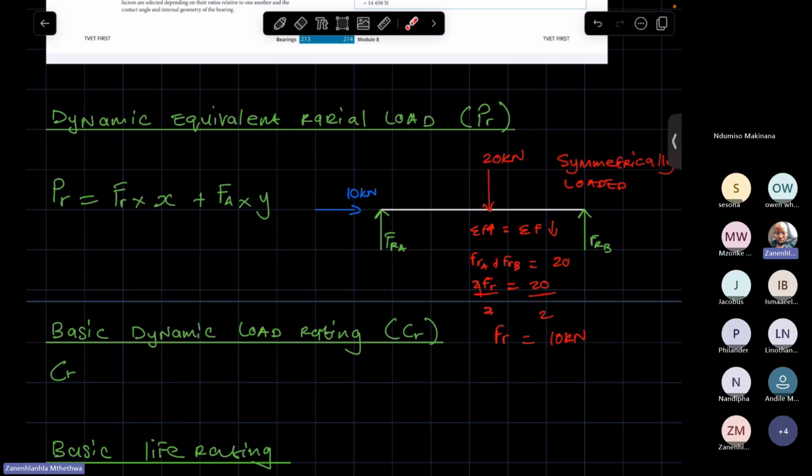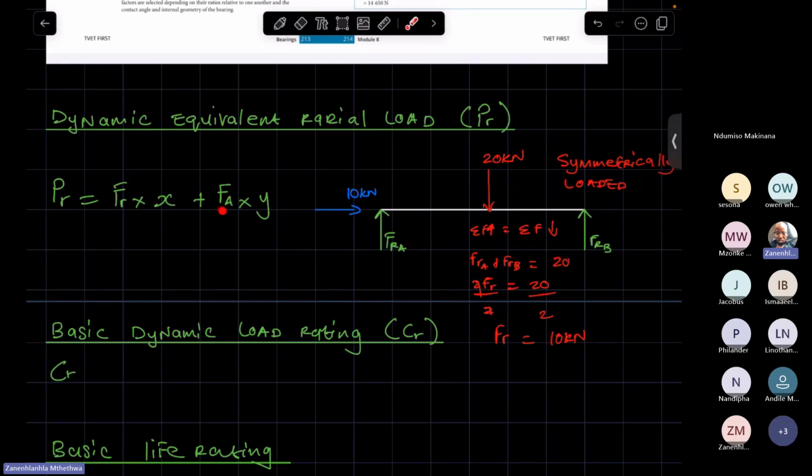Sorry, sir. Yes. Could you just repeat the part of substituting on FR on that equation? Right. So you have to understand what this represents. FR represents the reaction at each support, right? So as we established here, the reaction at each support is what? 10 kilonewtons, right? For each bearing. So because the reaction at each support is 10 kilonewtons, then that is what you substitute here. This represents the reaction at each support.